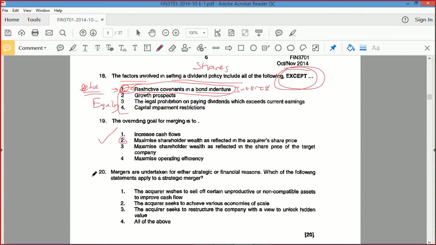So this is asking which of the following apply to a strategic merger. A low-cost strategy is a strategy, though. Yeah, but it's a financial strategy, not a strategic strategy. If you look at the context in the textbook, they talk about strategic as giving you an advantage from an operational point of view, or a product point of view or a value point of view, but not in terms of costs.